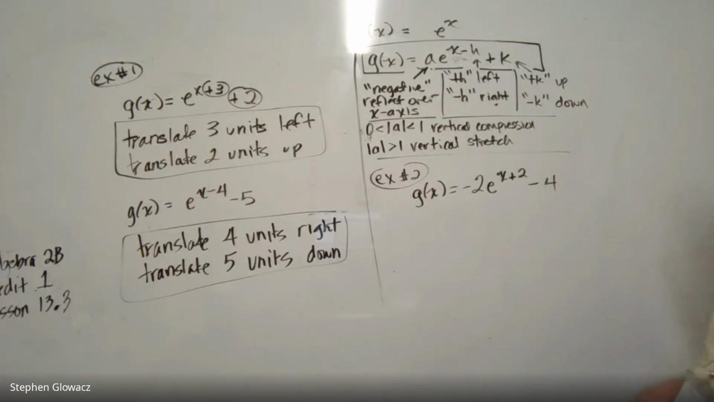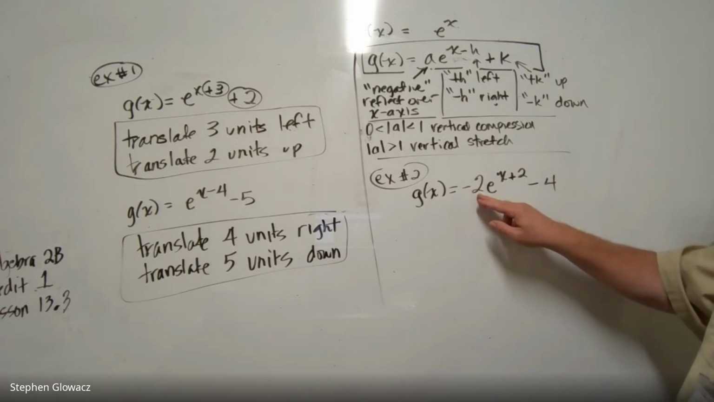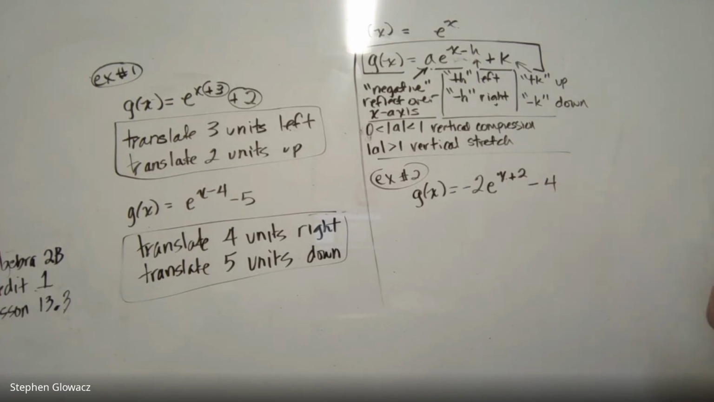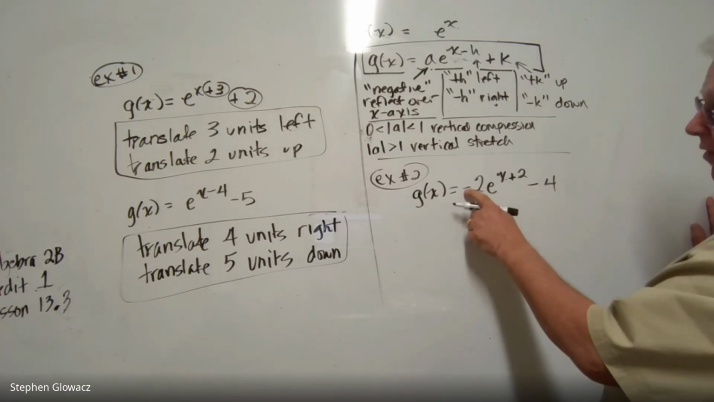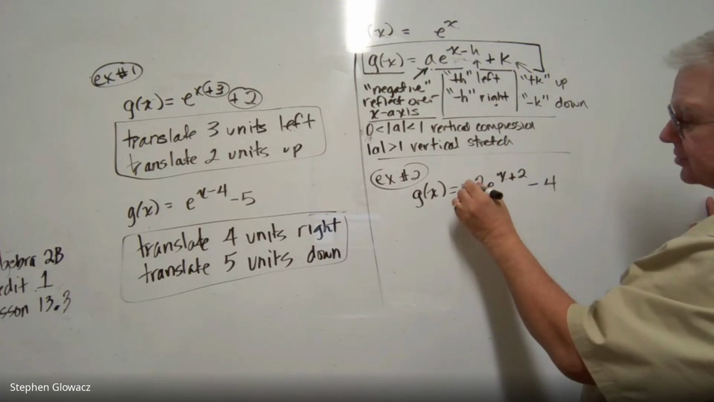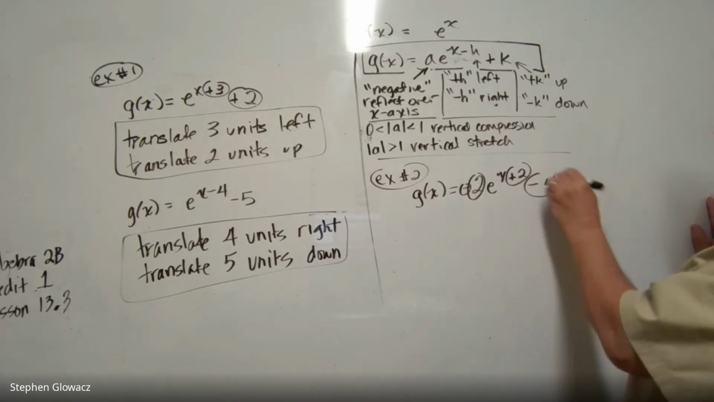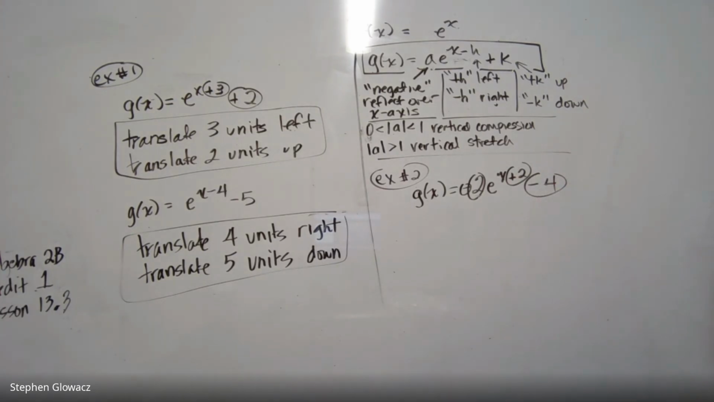For number 2, example for number 2, we have g of x equals negative 2 times e to the x plus 2, minus 4. Now here, we hope you see that there are actually 4 transformations. You say, well, wait, there's just the minus 2, the plus 2, and the minus 4. But remember, the minus here for a is its own transformation. So we've got the minus, the 2, the plus 2 here, and the minus 4. So 1, 2, 3, 4 different transformations.